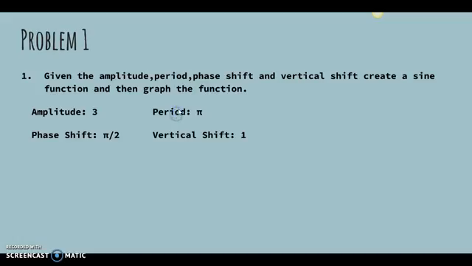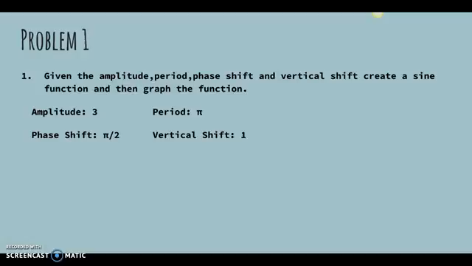So now we're going to graph a couple. So given the amplitude, period, phase shift, and vertical shift, create a sine function and then graph the function. So the easiest thing to do is the amplitude. We know it's the number before the function, so it's going to be y equals 3 sine.